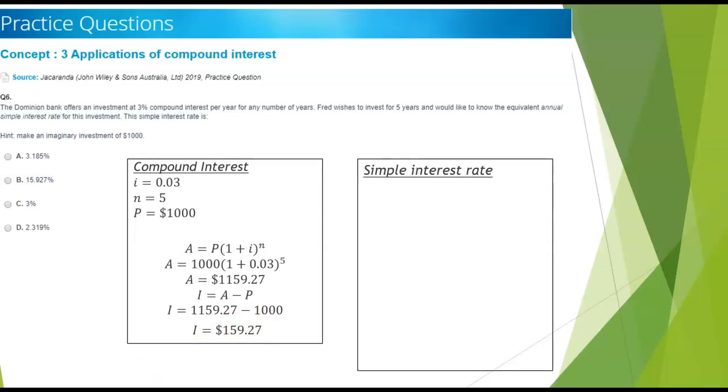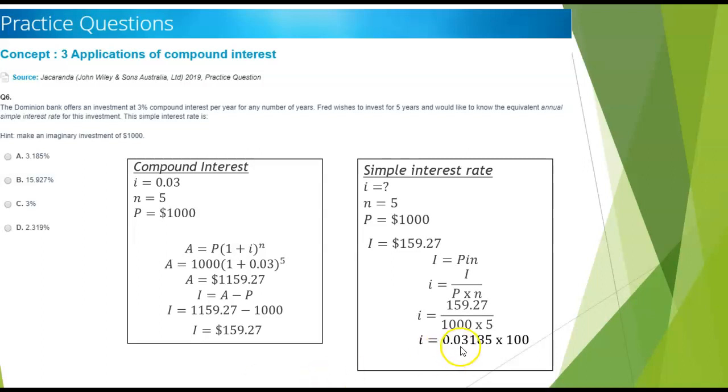So if we remember our simple interest formula, where I equals PIN, if I rearrange this to make I the subject of the equation, I've got my interest divided by P times my number of periods. So $159.27 divided by 1,000 times 5 gives me 0.03185. Multiply it by 100 to turn it into a percentage, and I get 3.185%.